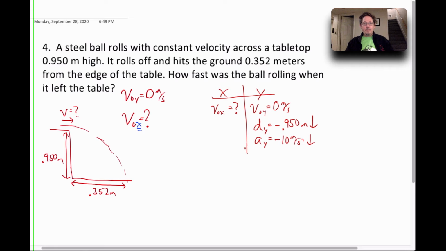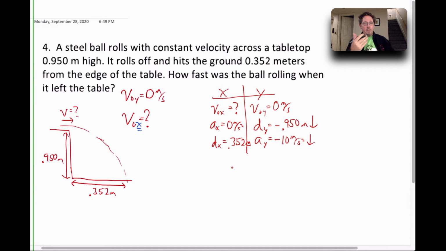Over on my x side, just like we know that we had 10 meters per second squared acceleration for y, we know that the x acceleration had to be 0, because after it left that table, nothing was touching it. The only force on it was gravity. All accelerations are caused by forces. Well, gravity only goes up and down, so no x acceleration at all. We also know that the x displacement was 0.352 meters when it hit the ground. Okay, now v original x is my unknown, and I only have 2 x givens.